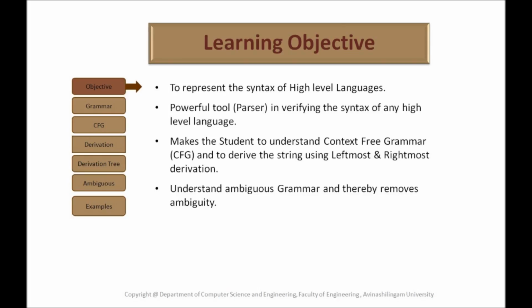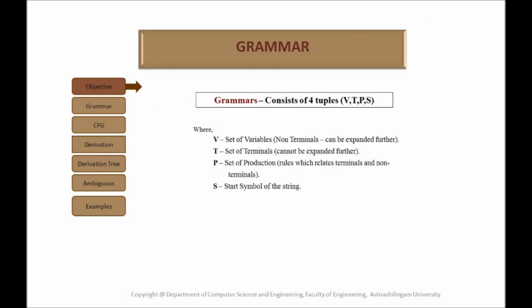It makes the student understand context-free grammar and derive the string using leftmost derivation and rightmost derivation. While deriving the string, they encounter ambiguous grammar. So they will understand what ambiguous grammar is and thereby remove the ambiguity. First of all, we'll see what is grammar.